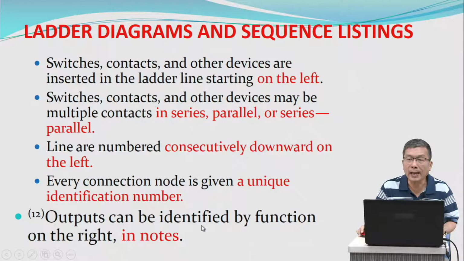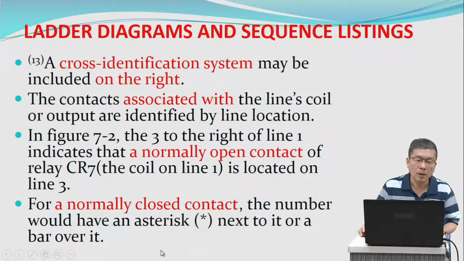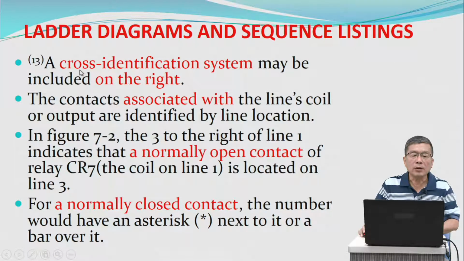Outputs can be identified by function on the right in nodes. A close identification system may be included on the right. The contacts associated with the line's coil or output are identified by line location.